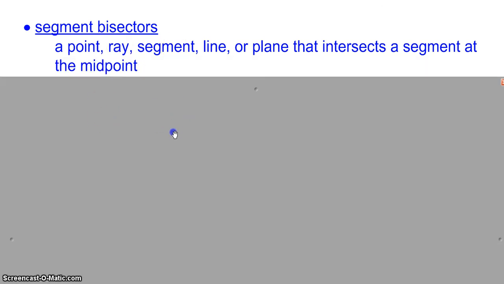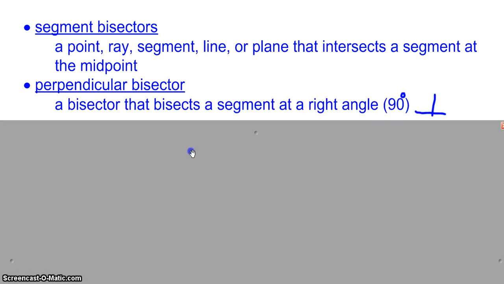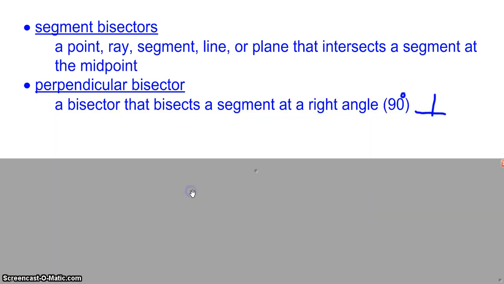So here we have a lot of choices. It could be a point like we saw, or it could be a ray, or a segment, a line or a plane. It just happens to be cutting it at the midpoint. And if it's a perpendicular bisector, it's special because perpendicular bisectors bisect a segment forming right angles, like a T.